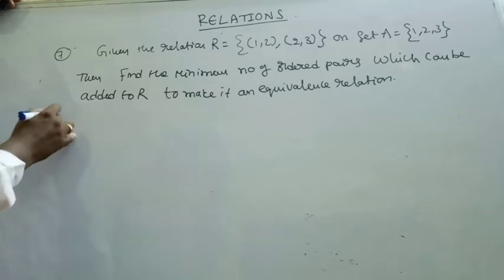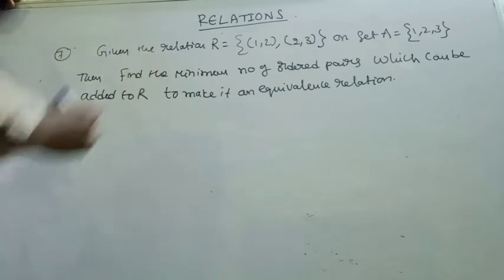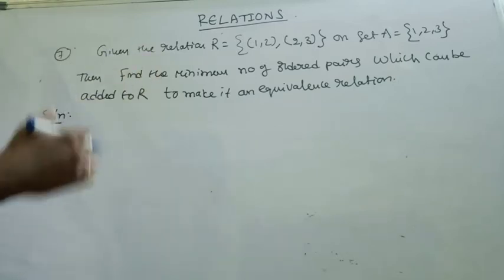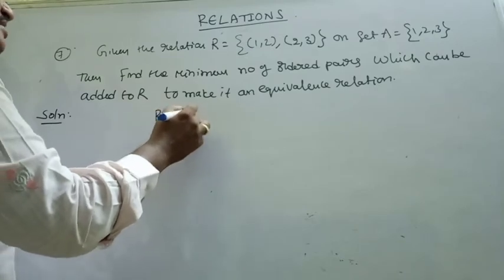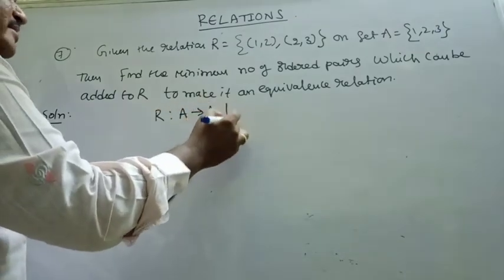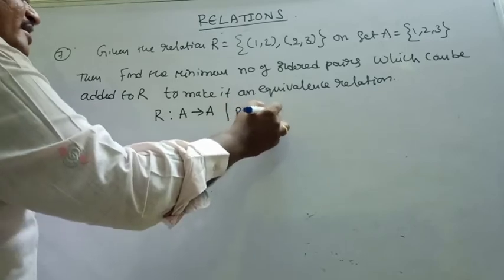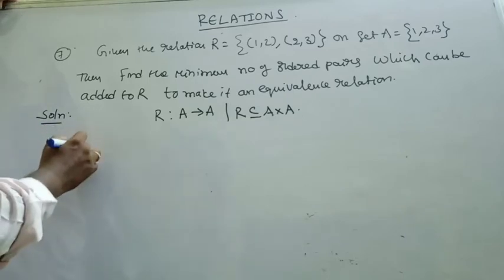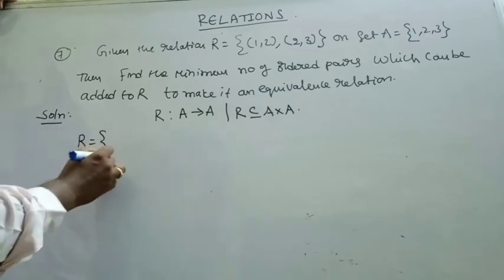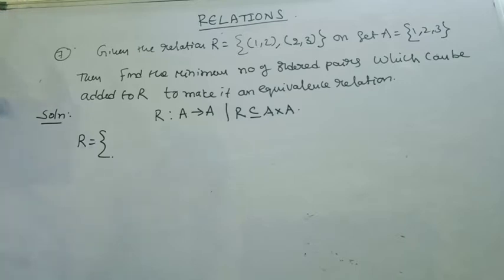How will we do it now? They have given only R equal to (1,2), (2,3) on set A equal to {1,2,3}. Now R is a relation from set A to A. That means R is a subset of A cross A, right? Now we have R, and to make it an equivalence relation, it should satisfy reflexive, symmetric and transitive.